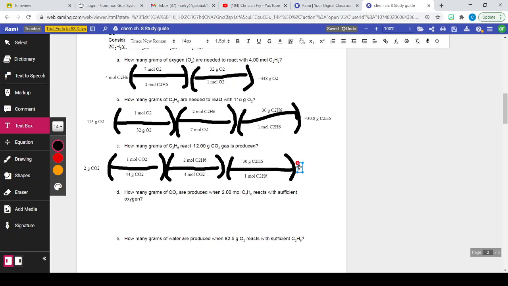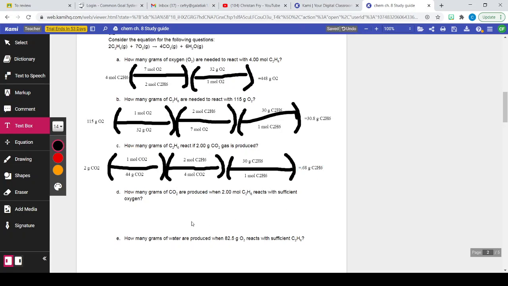Alright, so that equals, get my calculator out. 2 divided by 44 times 2 divided by 4 times 30, and that is 0.68 of C2H6.